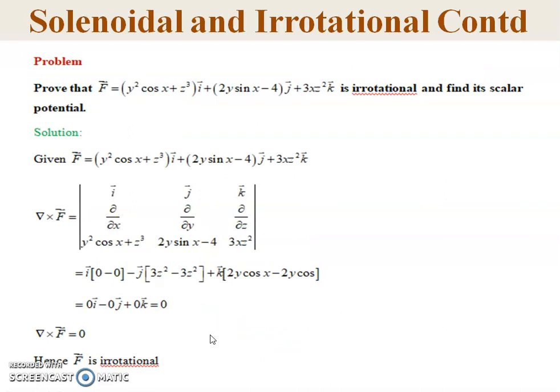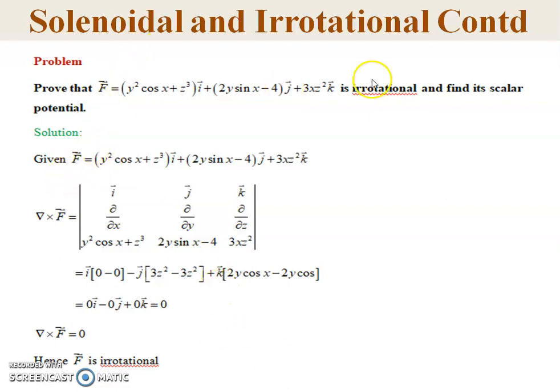Next problem. Another important problem, a very important 8-mark question also. Prove that f vector equals (y² cos x + z³) i vector + (2y sin x - 4) j vector + 3xz² k vector is irrotational. Also find its scalar potential. If the vector is irrotational, then the vector is said to be a conservative field, so we can find its scalar potential.